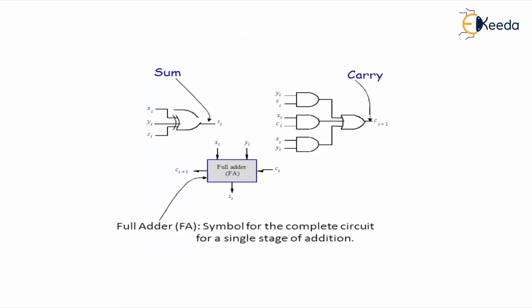Now let us consider these two diagrams. You have a sum and a carry. The sum has an XOR gate which has the input from the three variables xi, yi and ci. It has a carry that is ci, and the output that has been generated is in the form of sum. Then you have a carry. The carry contains two gates. You have an AND gate and you have an OR gate.